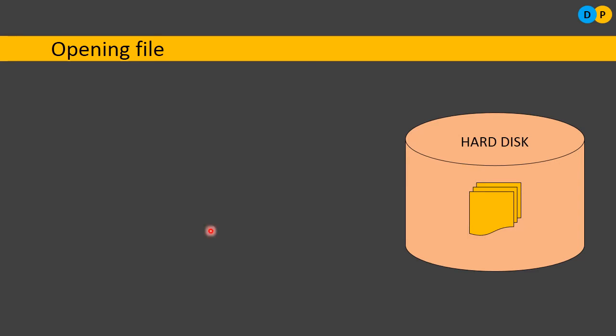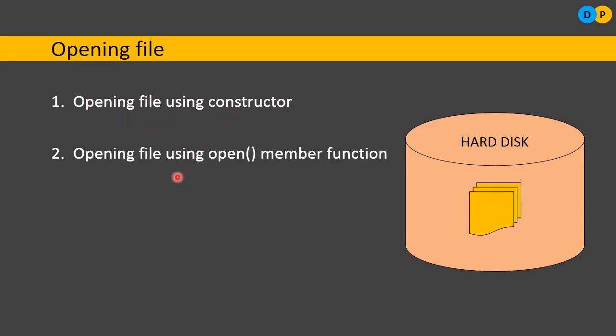Let us say that in a hard disk, we want to open a file. In order to open a file, we have to follow a particular syntax or a particular method. So what are the different methods of opening a file? There are two methods. The first method is using the constructor, nothing but we can open a file using a constructor. Similarly, we can also open a file using the open member function. Please notice here, there are two methods: the first is using the constructor, and in the same way, we can also open a file using the member function open.